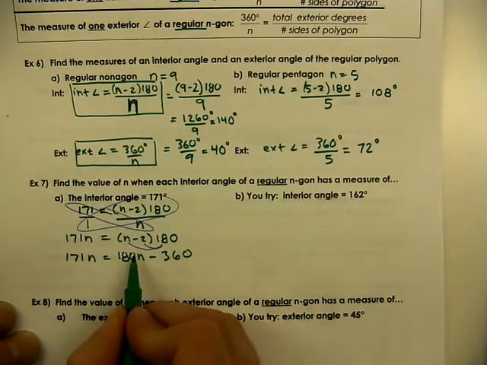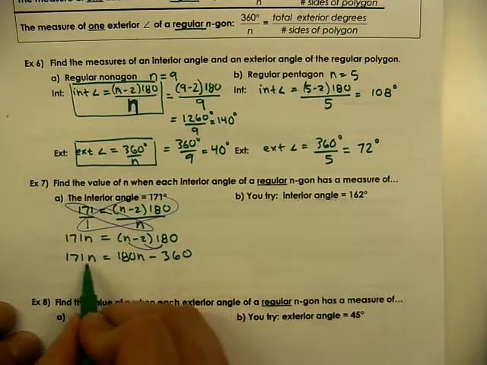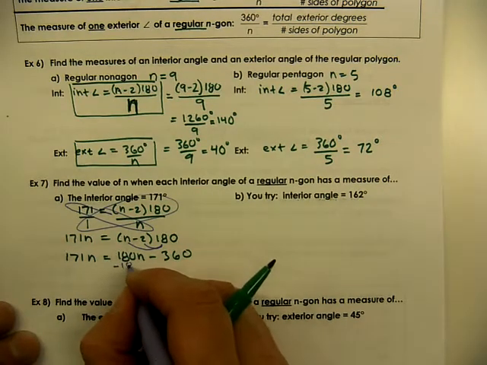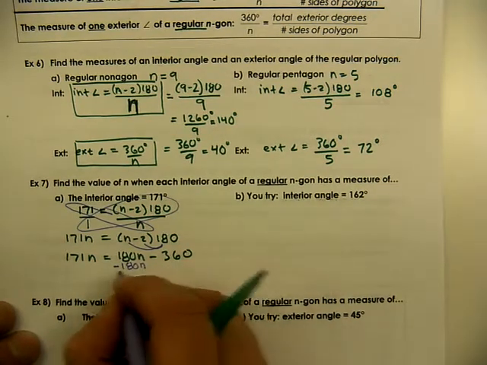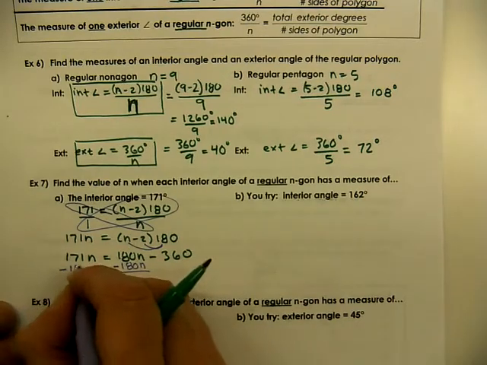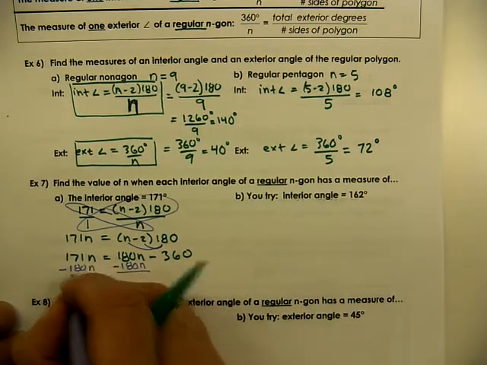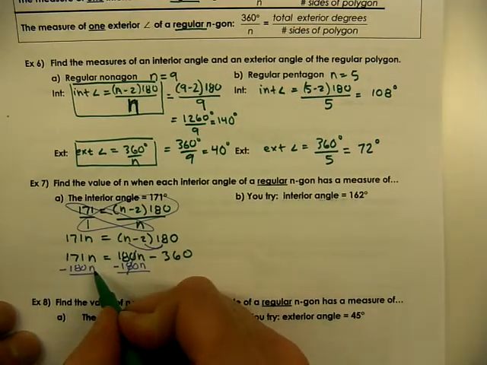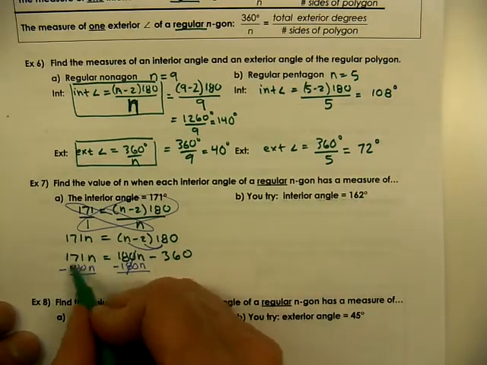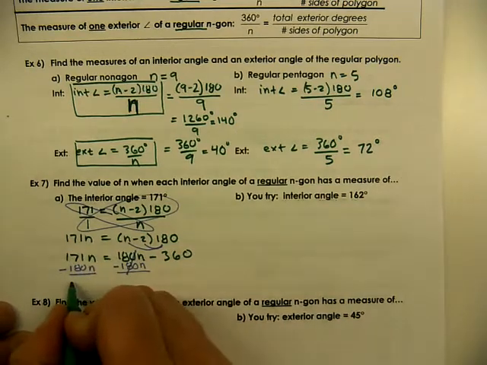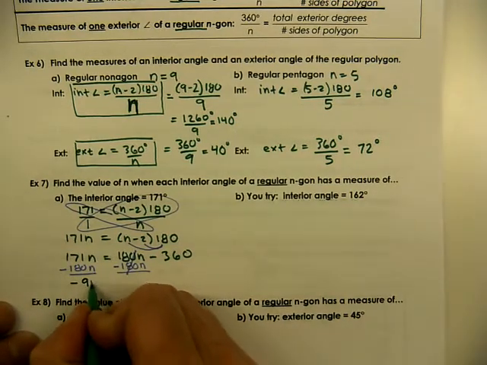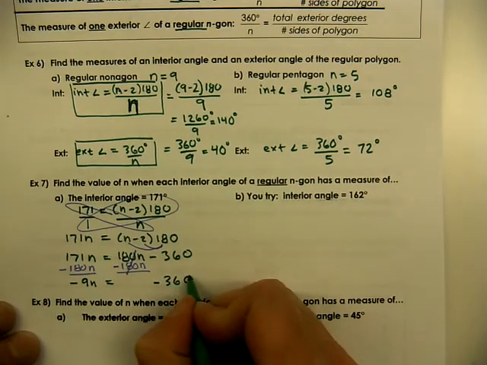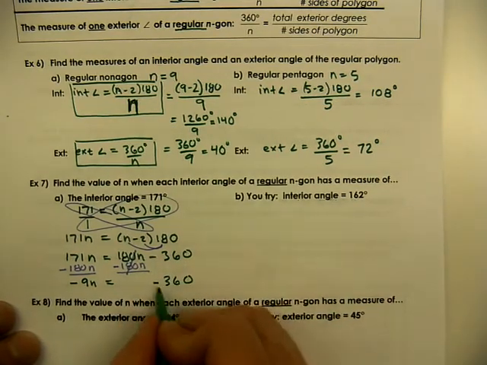Now we have 2 terms, both with the same variable. We want to bring those to the same side. Let's move them to the left-hand side. So I'm subtracting 180n from both sides. And when I do that, on the left-hand side, 171n minus 180n, right, we're subtracting a bigger number. That'll give us a negative result, negative 9n. And that's okay, because both sides are negative, right? Remember that 360, that's a negative.